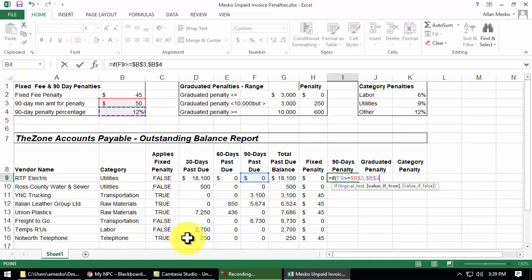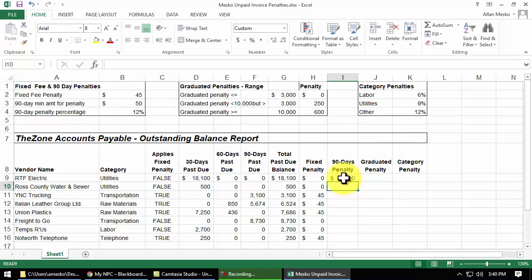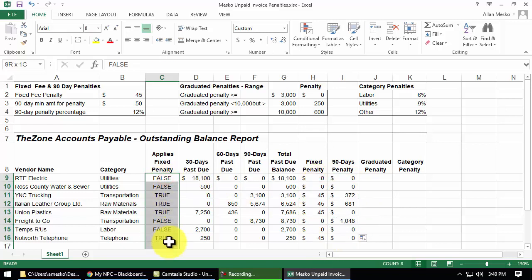How do we indicate multiplication in Excel? What symbol? The star, the asterisk? So I'm going to multiply that 12% times whatever my past due balance was. What if my past due balance wasn't bigger than $50? What am I going to put there? 0. So if I copy that formula down, notice here are the penalties we would owe on our 90-day balance. But like I say, maybe they'll do this later, but you're only going to calculate this if this thing is false. You're not going to calculate it if you're already just paying that.